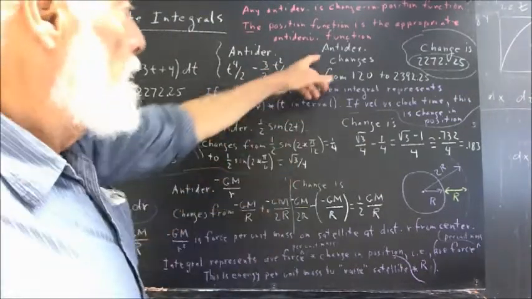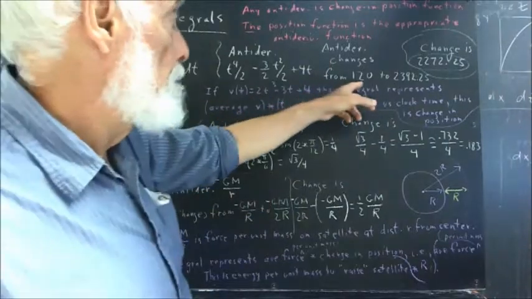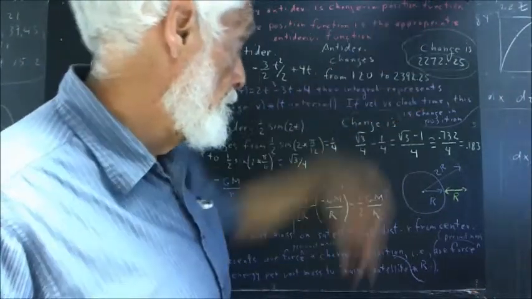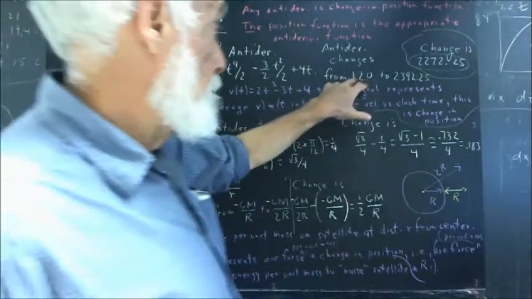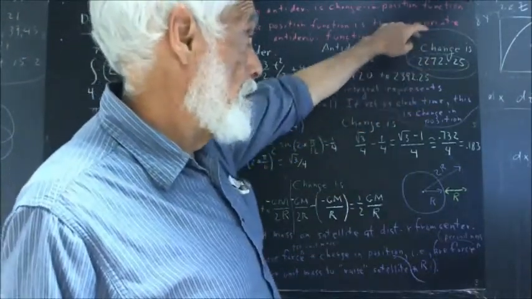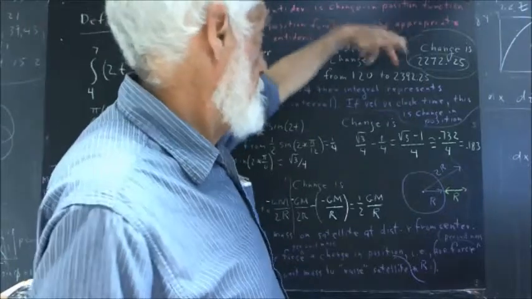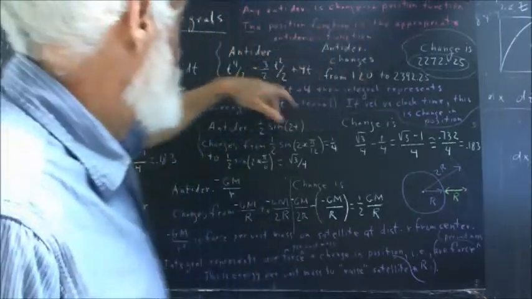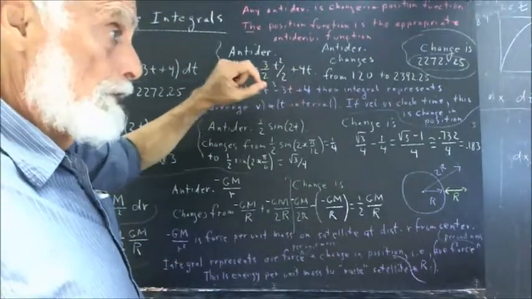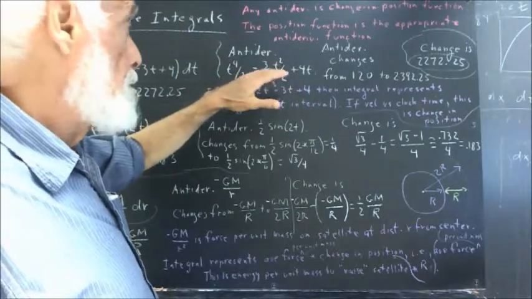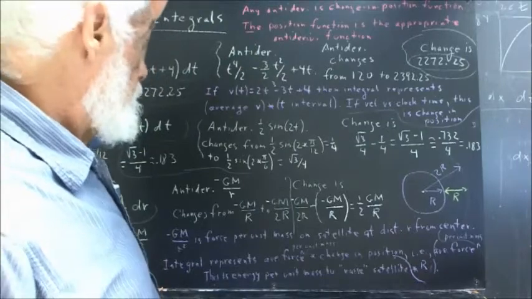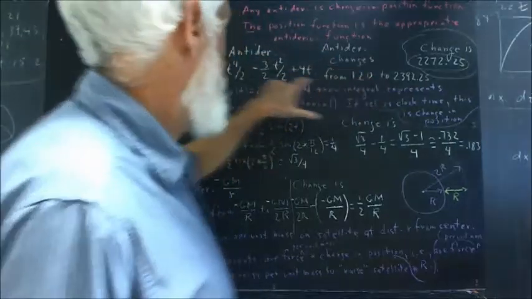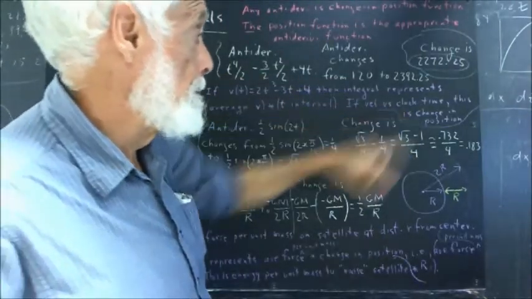If I added 10 to this, that would increase this to 130, increase this to 2402.25. It would increase both of these numbers by 10, so the change that you get when you subtract the first from the second is still going to be the same. So any antiderivative function I want to construct by letting the constant be anything I want it to be, we're still going to have a change in position function.